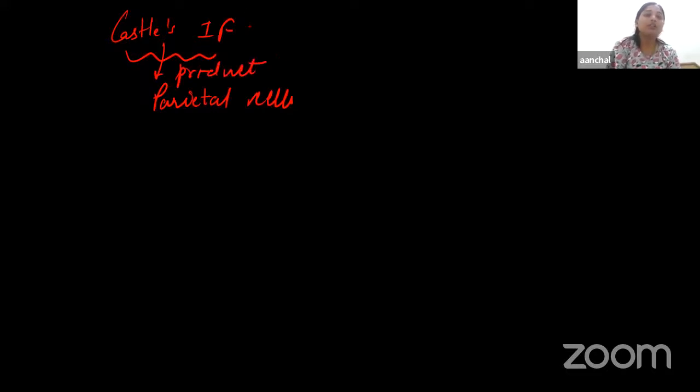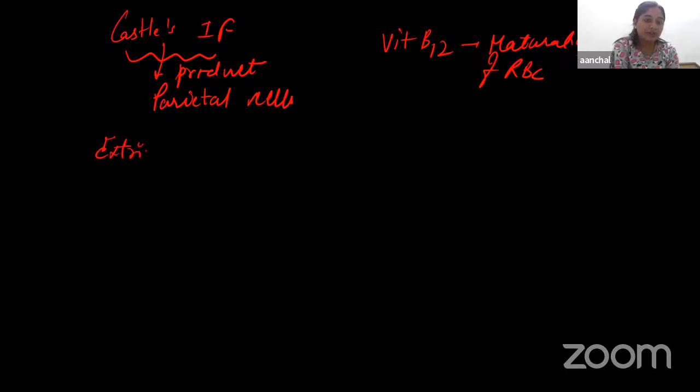Okay, now this is how Castle's intrinsic factor is useful: it binds with vitamin B12, and whenever this vitamin B12 reaches the terminal portion of the ileum, at that time this helps in the absorption of vitamin B12. Okay, and vitamin B12 is very important for the maturation of RBC, that you have to learn. Okay, then another thing we have is extrinsic factor.